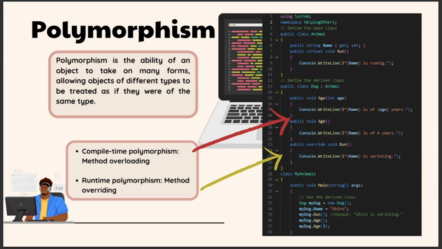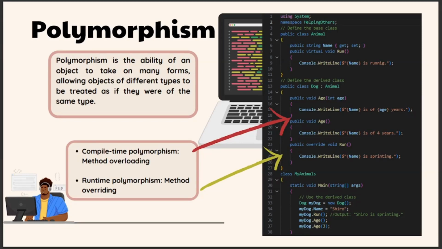And in the main method, when I directly call age without any parameters, the second age method is printed. If I call the age method with the parameter, then the first method is printed.